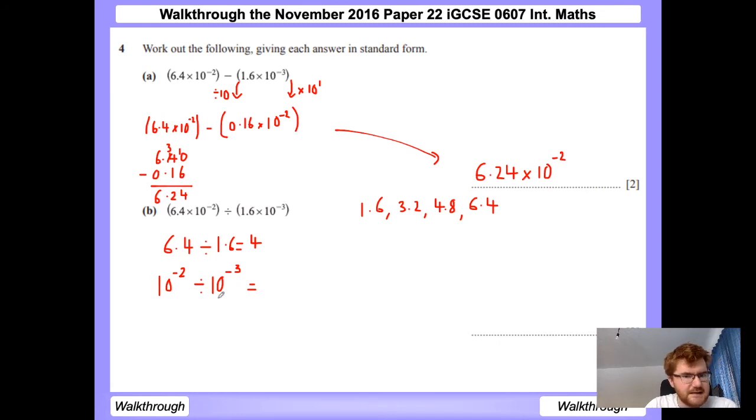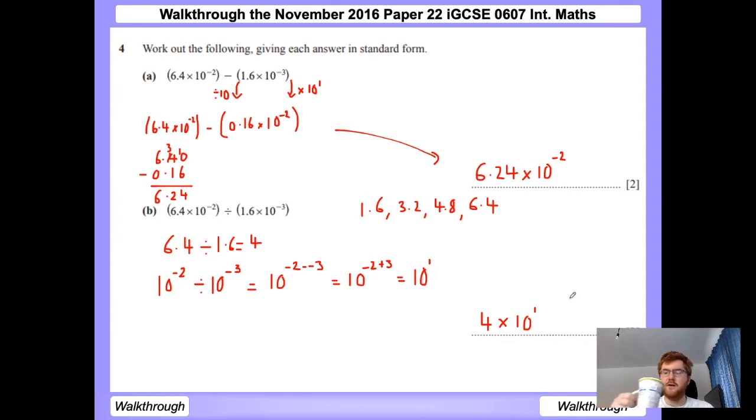For this one here, this is a bit trickier. So 10 to the power of minus 2 divided by 10 to the power of minus 3. Remember, we minus the indices, but we have to be careful because we have a minus here and we have a minus here. So 2 minuses make a plus. So you get 10 to the power of minus 2 plus 3, and that's equal to 10 to the power of 1, or just 10 itself. So combining these answers together, we get 4 times 10 to the power of 1. And we are finished. We are done.